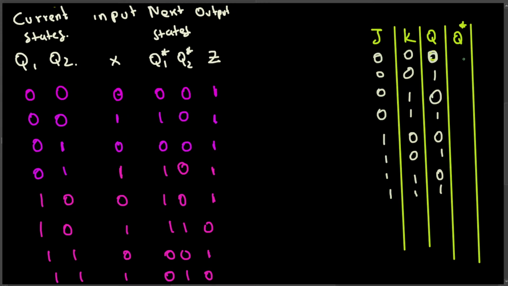In the JK flip-flop, when you have 0, 0, 0, the next state is 0. When you have 0, 0, 1, the next state is 1. When you have 0, 1, 0, the next state is 0. When you have 0, 1, 1, the next state is 0. When you have 1, 0, 0, the next state is 1. When you have 1, 0, 1, the next state is 1. When you have 1, 1, 0, the next state is 1. And when you have 1, 1, 1, the next state is 0.